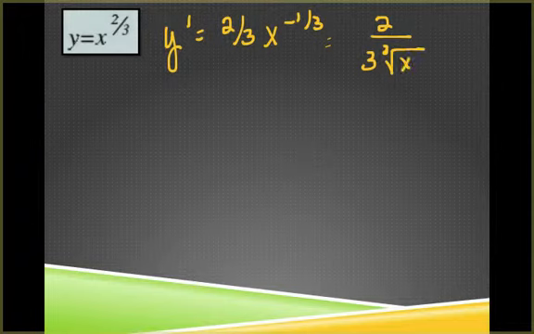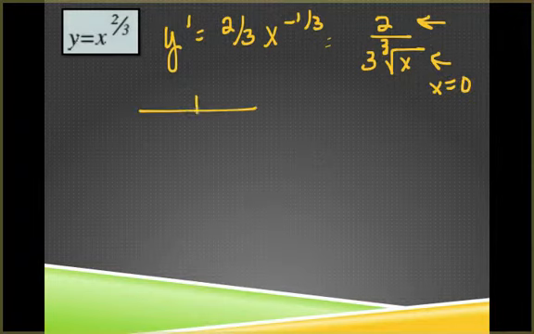If I want to get critical points, remember that we want to know what makes our derivative either 0 or undefined. Because this is a rational function, we'd want to know what makes the numerator 0 or the denominator 0. In this case, nothing's going to make your numerator 0 because it's 2. But the denominator would be 0 at x equals 0. So that's going to be our only critical point.